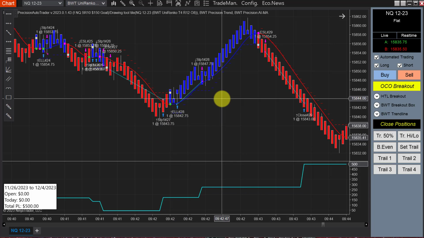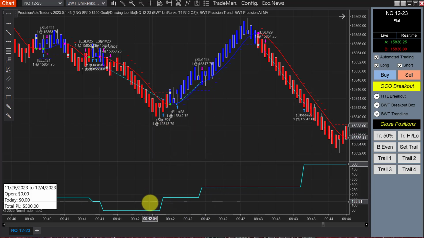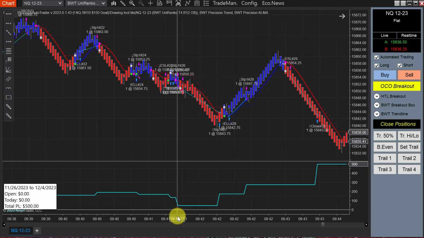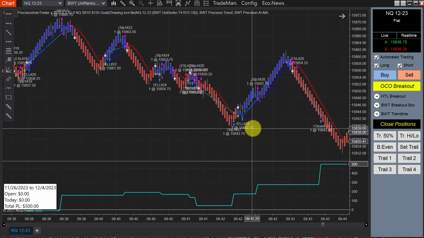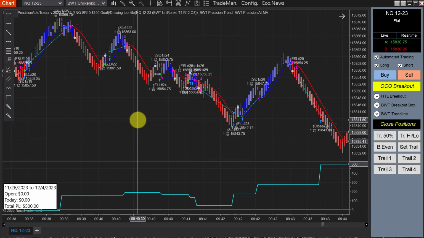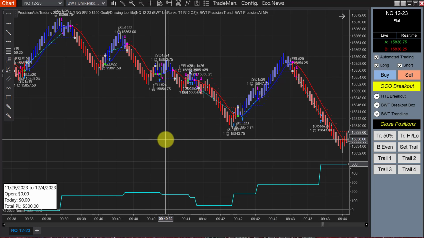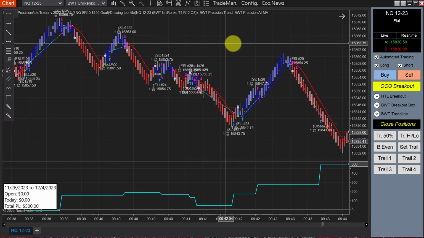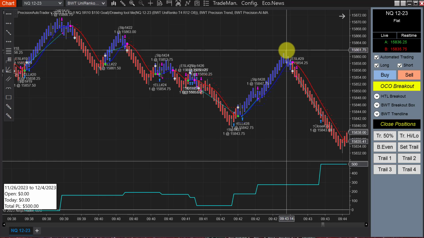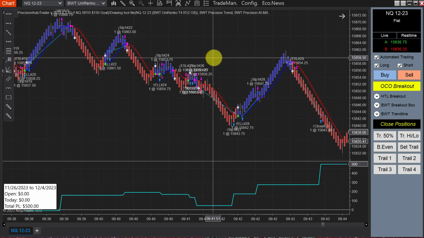So the Autotrader achieved this goal. If you were trading this manually, you might not have done this well. You might have done better if you're really good, but this is pretty good. The Autotrader was able to absorb quite a bit of losses and still ended up hitting its goal in spite of the commissions.